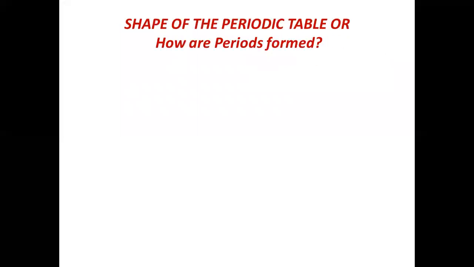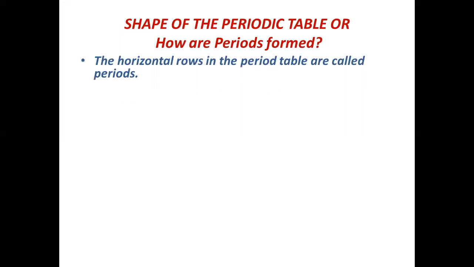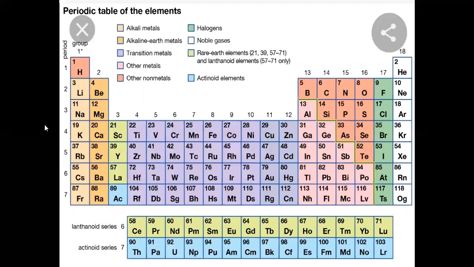Now the shape of the periodic table, or how periods are formed in the periodic table. You know that the horizontal rows in the periodic table are called periods, and the vertical ones are called columns. There are 7 periods in the periodic table, so we will discuss some of them. The first period is composed of hydrogen and helium. Only 2 elements are present in the first period.